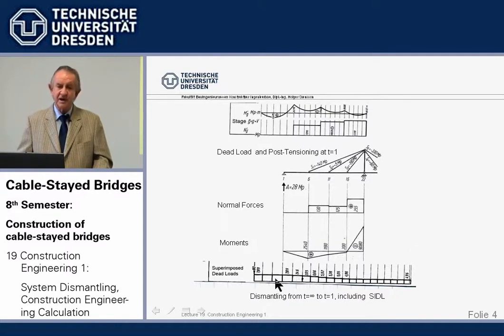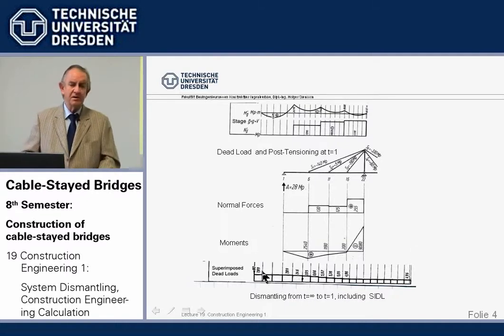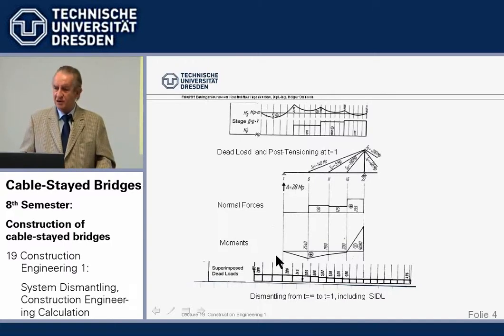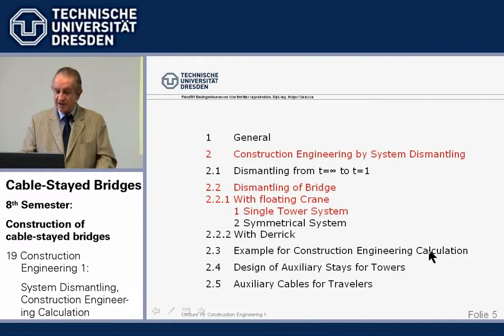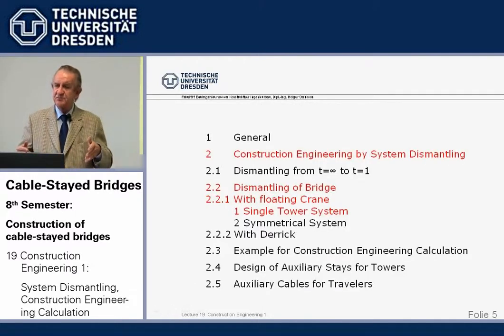And also we have to take off the superimposed dead loads, SIDL, Ausbaulasten G2. In English are SIDL, superimposed dead loads, which means asphaltic concrete, traffic railing, lampposts, things like that. So that we take off the bridge and then have our starting system, which we have to dismantle structurally.